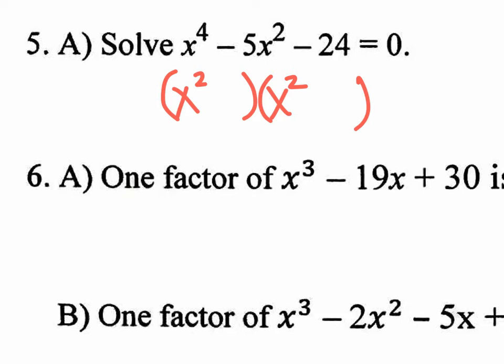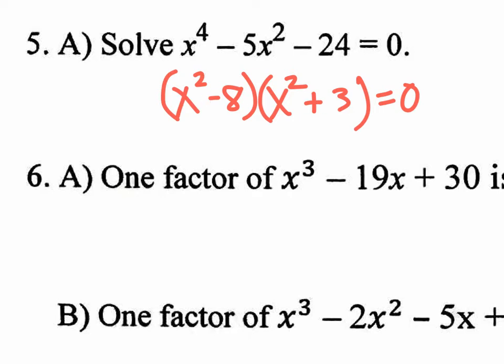What do you guys say? What times what is -24 that if you add together is -5? -8, +3. That's absolutely correct. So we have factored, and we still have the equation equal to 0. Okay? Now, could we continue factoring? Well, if this were like x squared minus 9, we could. Or if it were like x squared minus 4, we could. But there's nothing else to factor here.